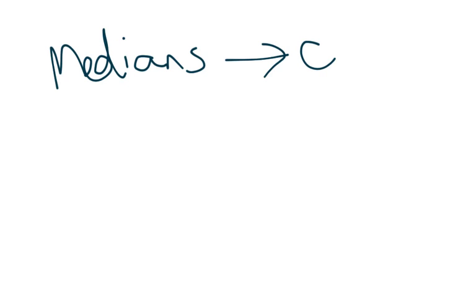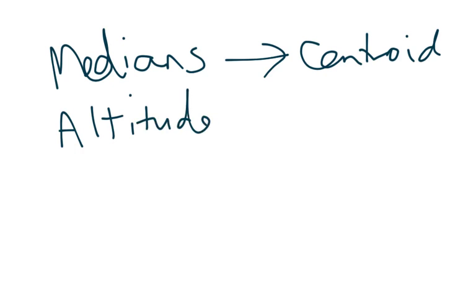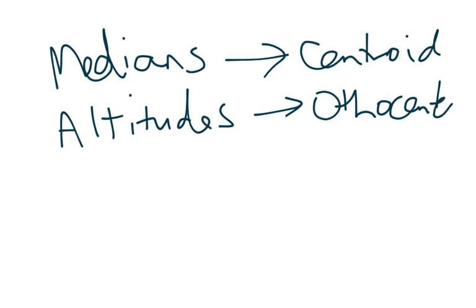Let's recap. We have medians, and they create a centroid. We have altitudes, and they create an orthocenter. We have 2 left to go over.